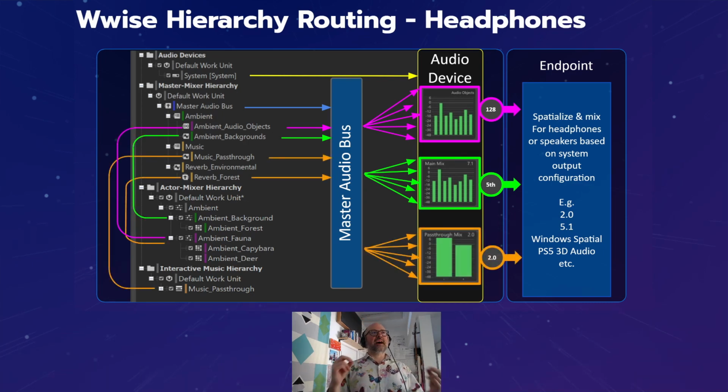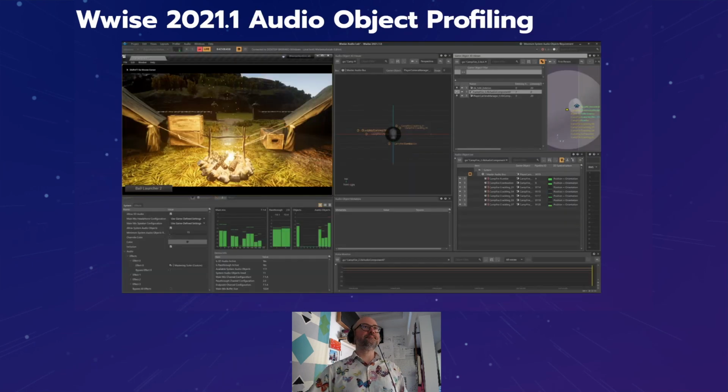And lastly, we have this pass-through mix, and we've taken our music and the reverb auxiliary sends, and we've routed those to a same as pass-through mix configuration. Those are routed to the audio device and delivered to their destination at the endpoint according to the pass-through mix configuration, in our headphone example here, as a 2.0 configuration.